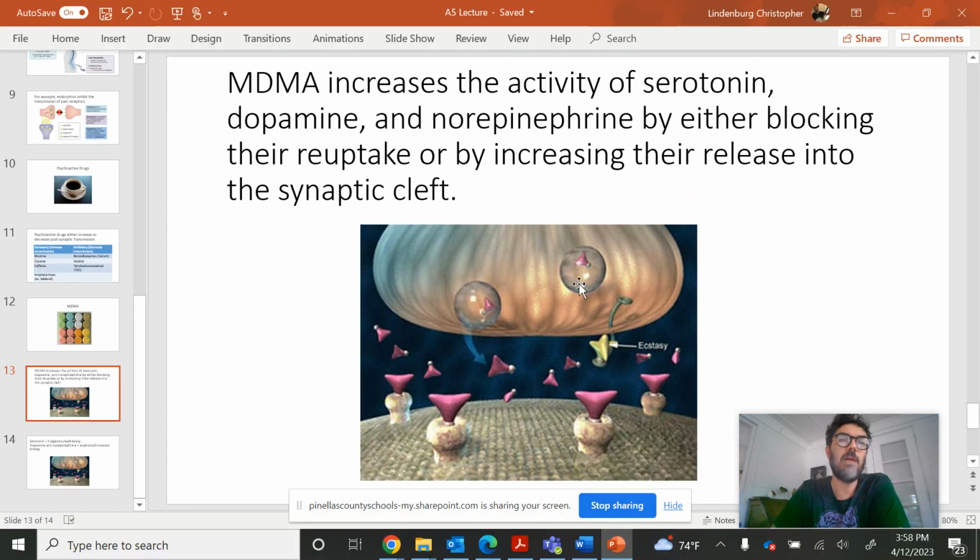Okay, go back down. MDMA is a drug that increases the activity of a neurotransmitter called serotonin, another neurotransmitter called dopamine, and another one called norepinephrine. What these neurotransmitters do is basically give you this rush of euphoria, of welcoming, of positive feelings. And there's a twofold thing here.